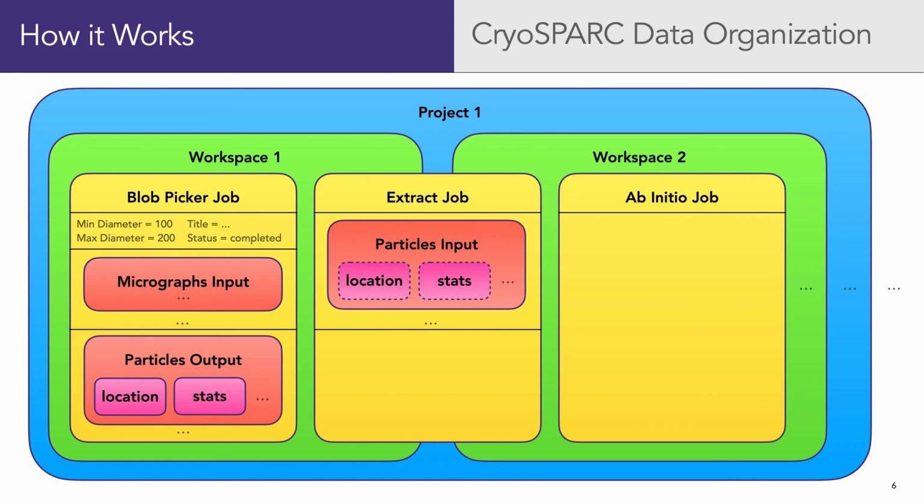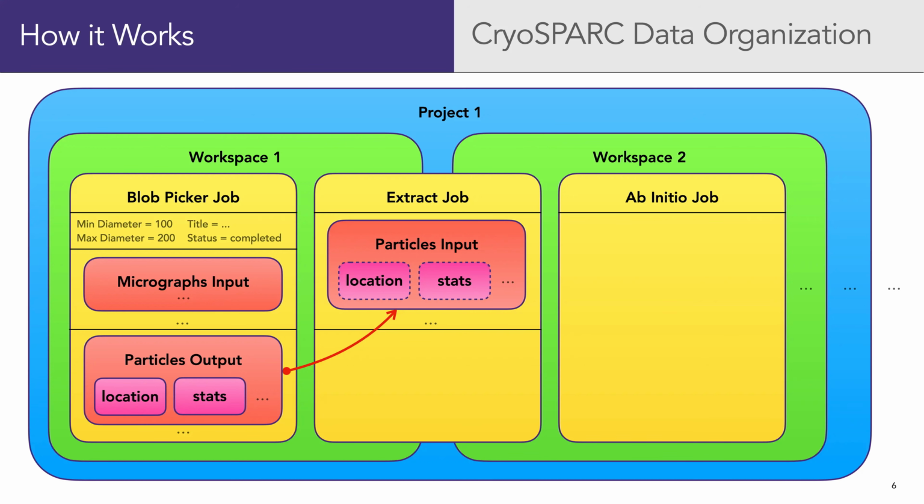This is what happens internally when you drag an output into an input in CryoSPARC's job builder. It matches up the results in the output with the corresponding slots in the input. If you connect an output that doesn't have a result that the input expects, say for example, that this blob picker job was missing the location result, then the extraction job will not run until it has that result.